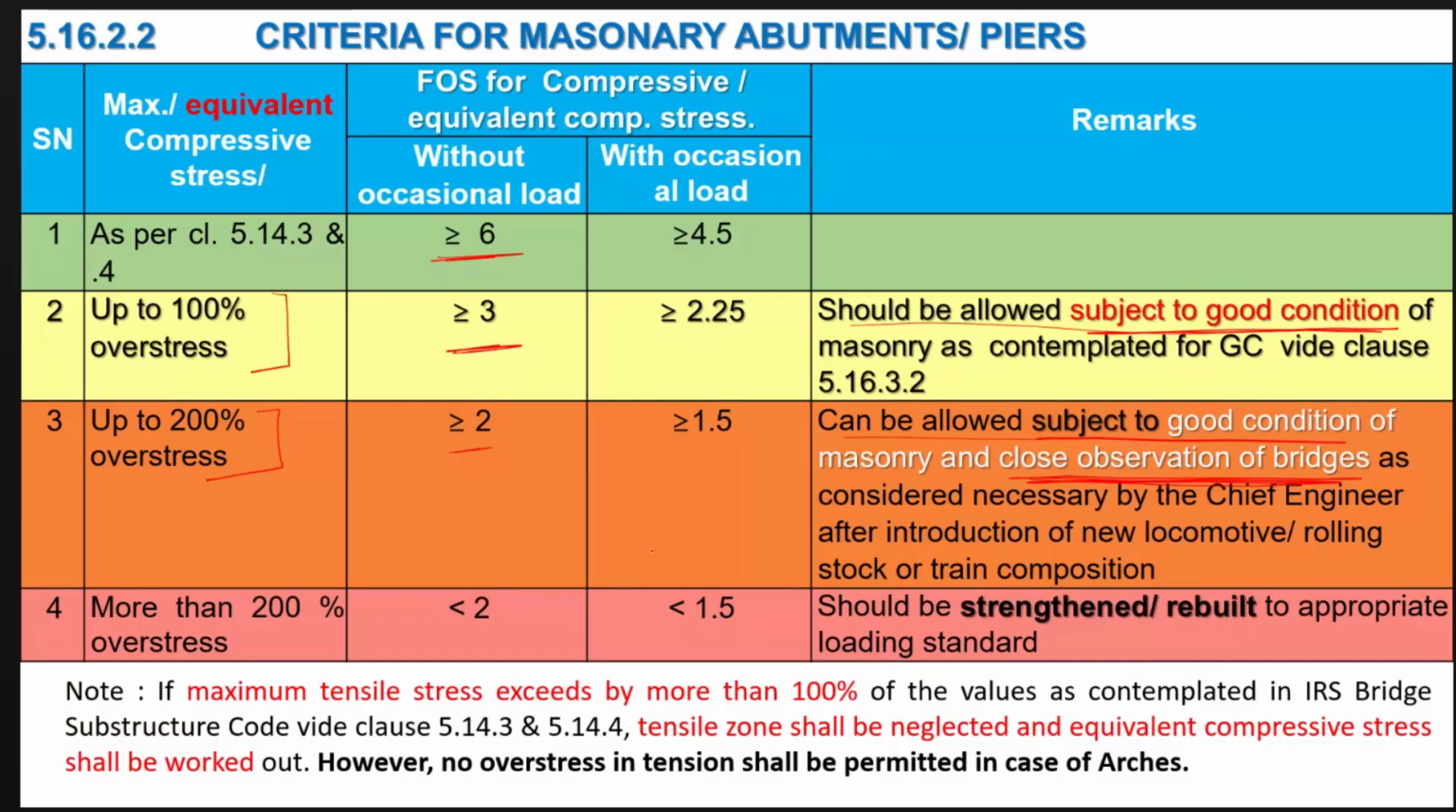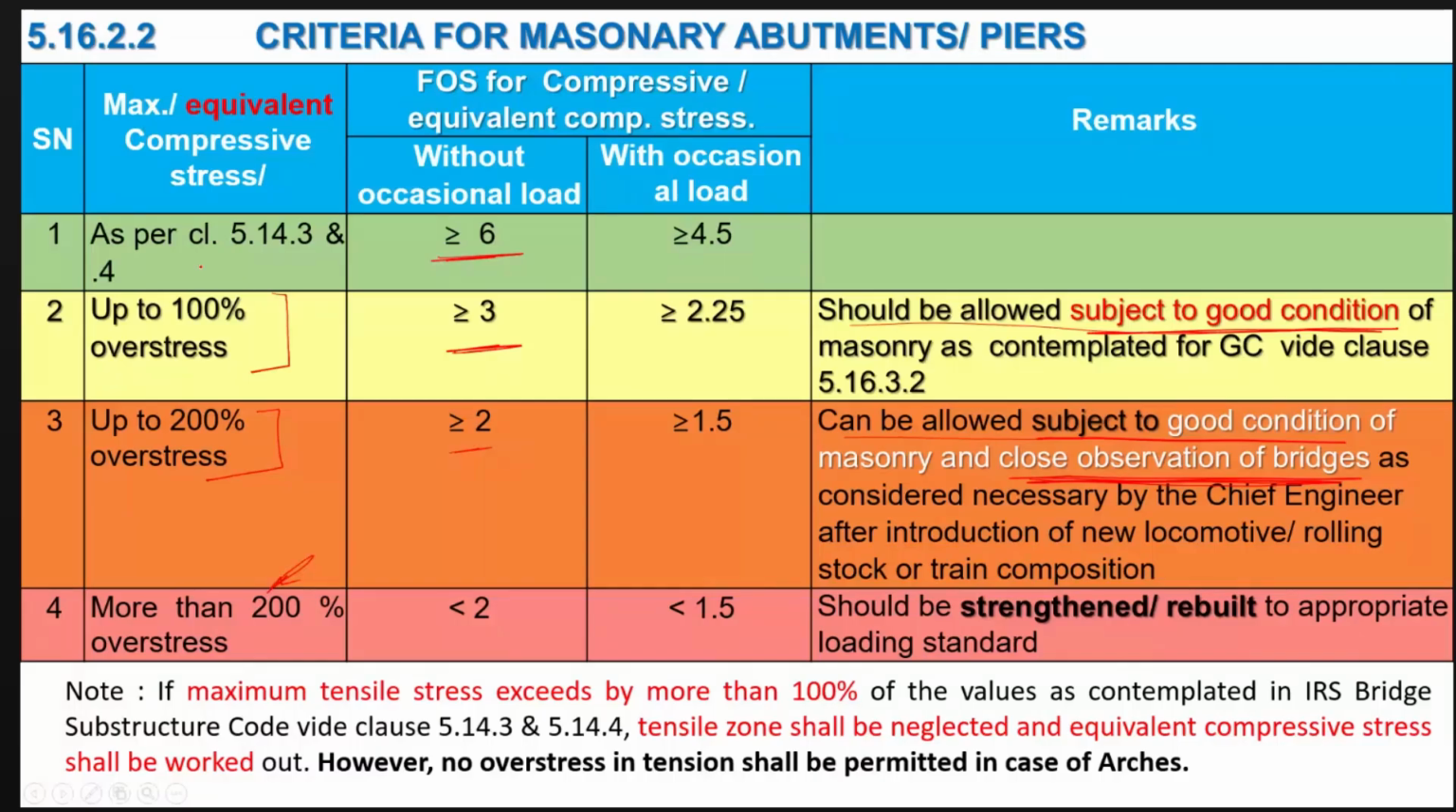But if the value has increased beyond 200%, then it should not be allowed. Then it should be strengthened or rebuilt. Mostly in such cases, we do the jacketing work and bring it within the permissible limit.